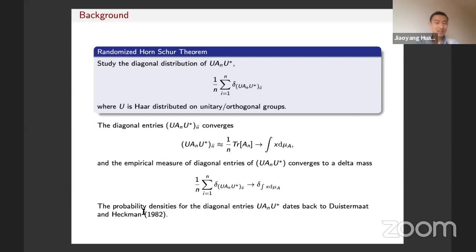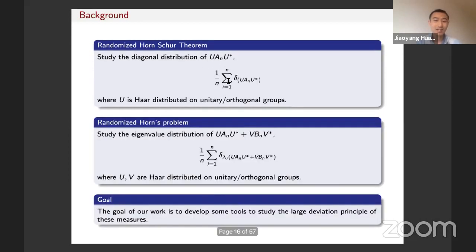And it turns out the probability density for this was studied a long time ago in the symplectic geometry setting. It dates back to Duistermaat, Heckman, and others. They have an explicit formula for the probability density of the diagonal entries of U An U star. Although we have a probability density for those two objects, those probability densities are pretty complicated, and it's hard to do any asymptotic analysis. And the goal of our work is to develop some tools to study the large deviation principle of those two measures.